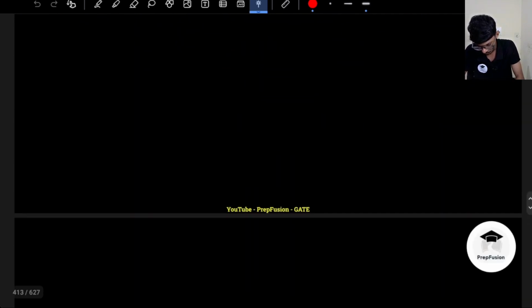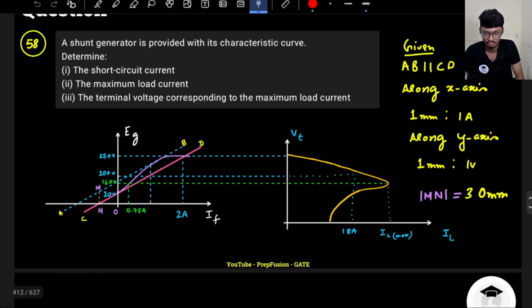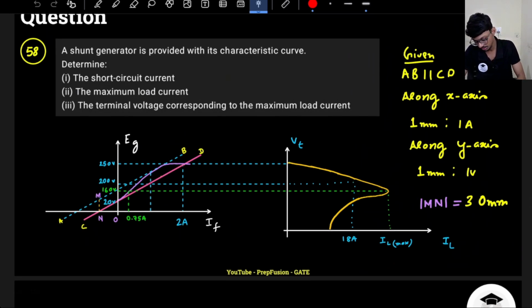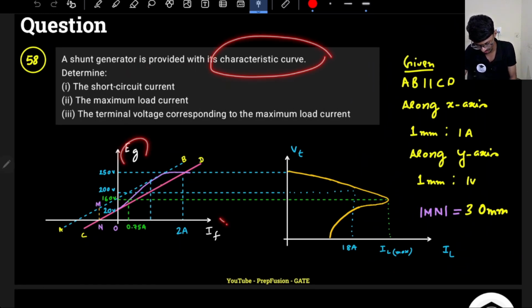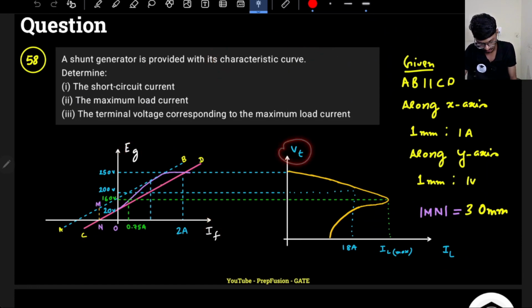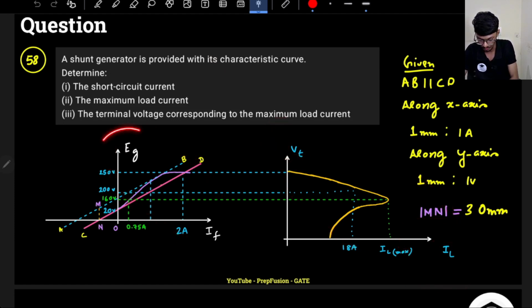First I will do this, then we will discuss the characteristics of the DC series generator. So let's read this question. A shunt generator is provided with its characteristic curves, that is EG versus IF, and VT versus IL, the external load characteristics, and the open circuit characteristics. Determine the short circuit current, the maximum load current, and the terminal voltage corresponding to the maximum load current.